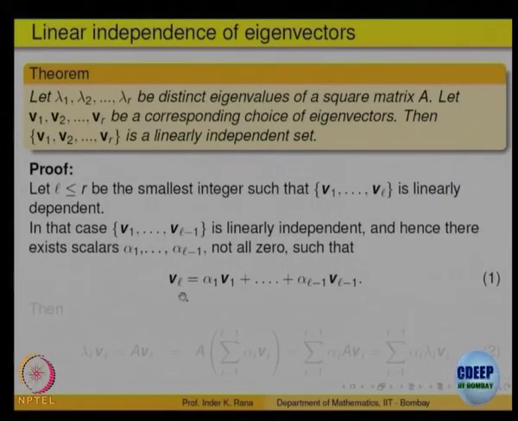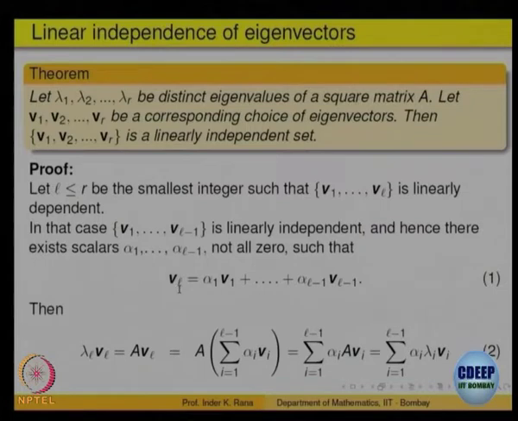So let us multiply both sides by the scalar lambda l, then what will you get? Lambda l Vl will be equal to lambda l times the combination. Okay. So what is A of Vl? Lambda l is an eigenvalue, so what is lambda l Vl? That is equal to A of Vl, because Vl is an eigenvector for the eigenvalue lambda l. But what is Vl from this equation? That is a linear combination.